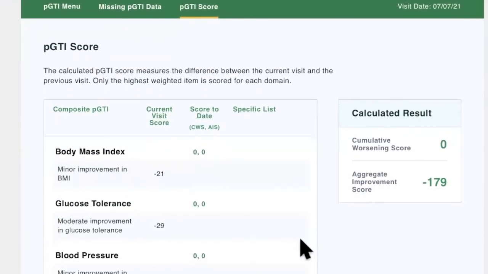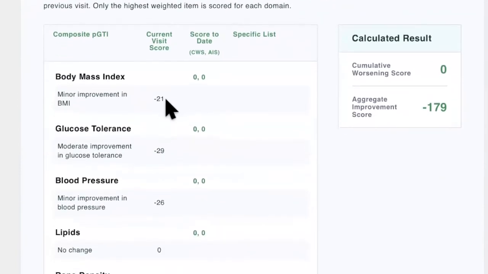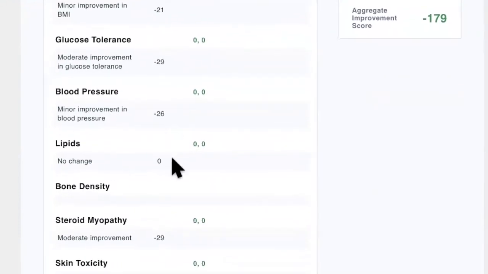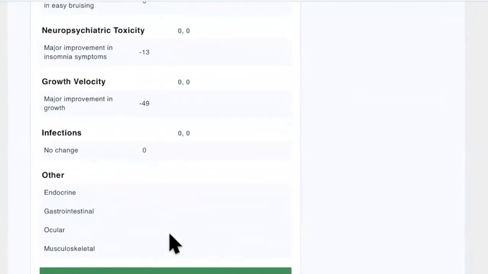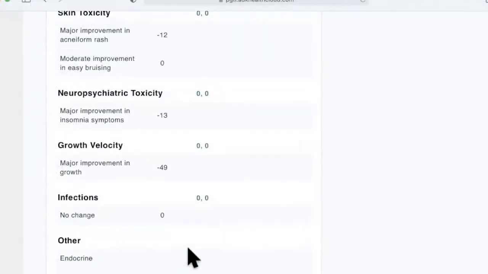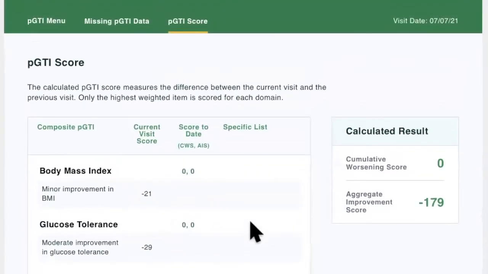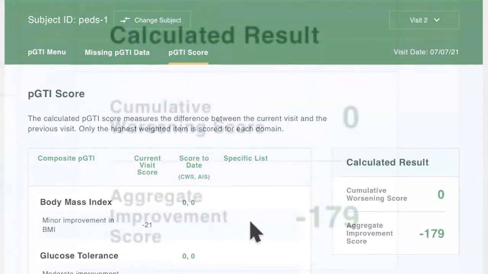If one looks over to the left of the screen, one can see the individual domain scores between baseline and 6-month follow-up visit. So this is what the aggregate improvement score is comprised of. All of these negative numbers add up to minus 179. Indicative, again, of excellent improvement in her baseline steroid toxicity.